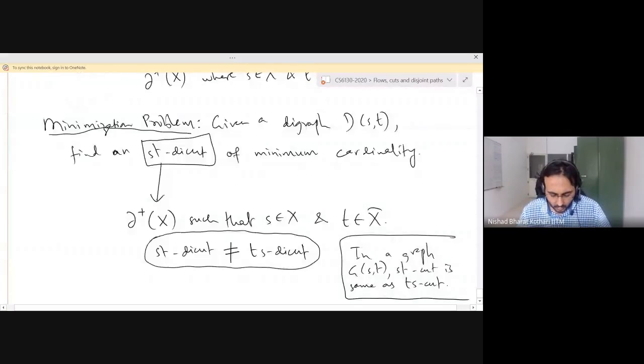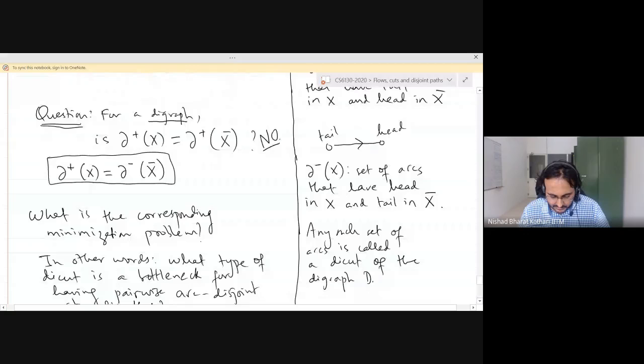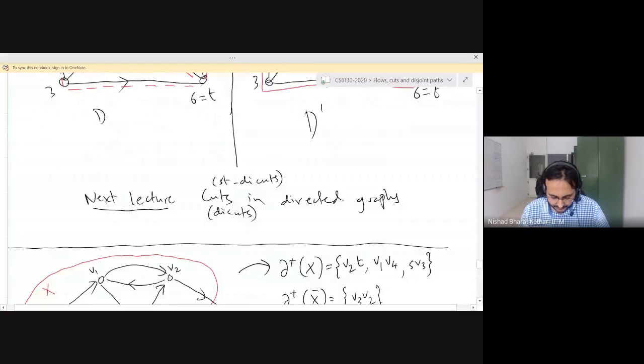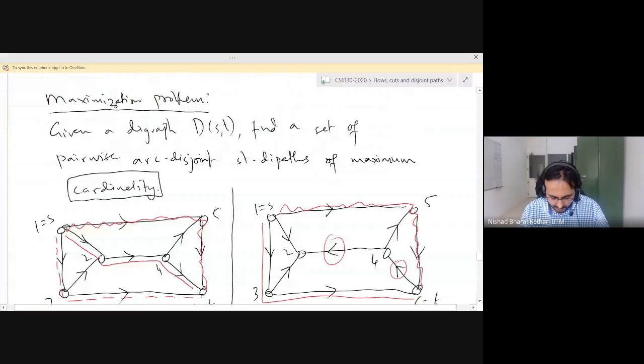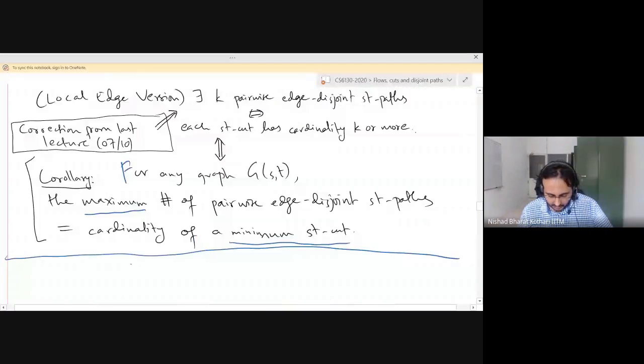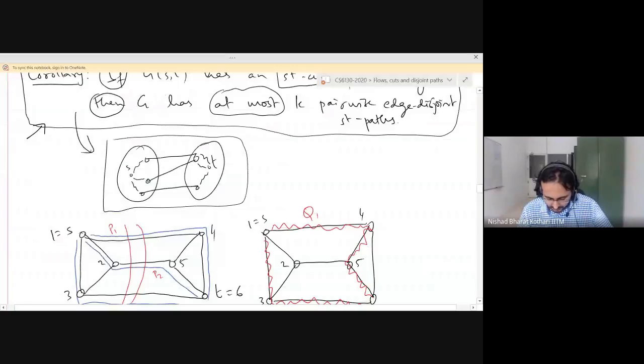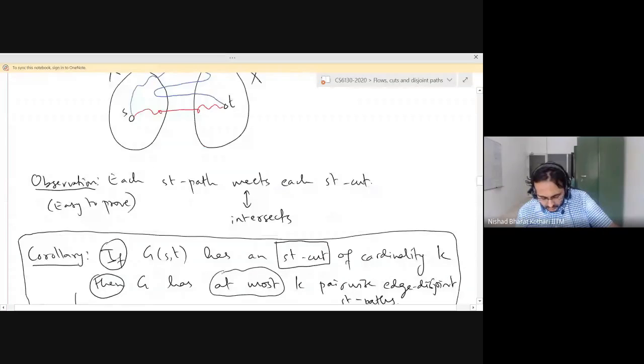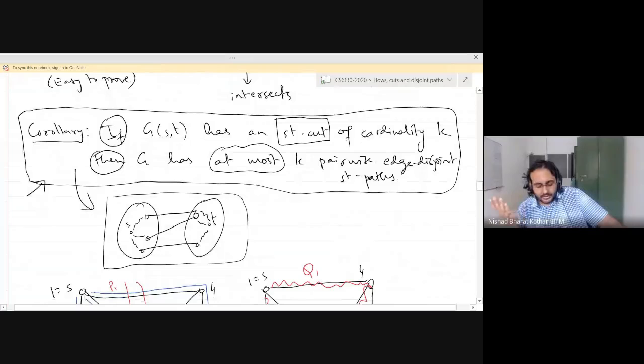And so basically, you can now write down all of the statements that we wrote previously for directed graphs. I will not spend time writing all of them one by one. I will just go through what we wrote and tell you what the corresponding statement for directed graphs is. So this corollary changes very simply. If you have a directed graph with a source S and target T, if there is an ST dicut of cardinality K, then there are going to be at most K pairwise arc-disjoint ST dipaths.